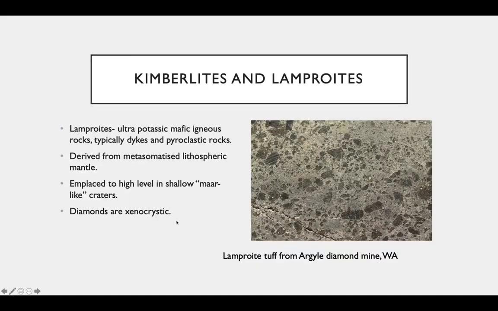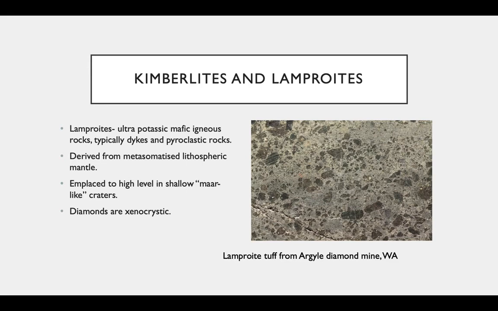Here's an example of a lamproite tuff from the Argyle diamond mine, very famous diamond mine that's no longer active, the pink diamond, of course. We have fragmentary material throughout. So lamproite's slightly different. The Argyle diamond is a lamproite. It's an ultrapotassic mafic igneous rock. They're typically dikes of pyroclastic flows.